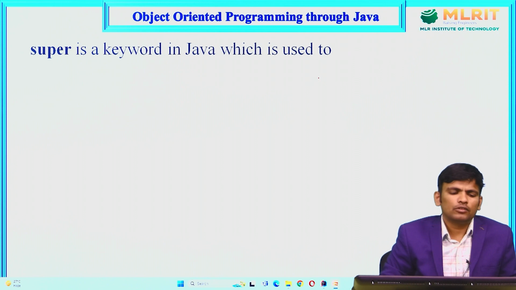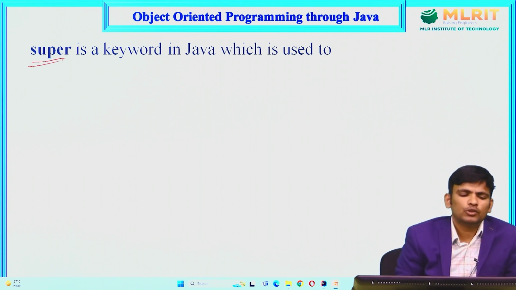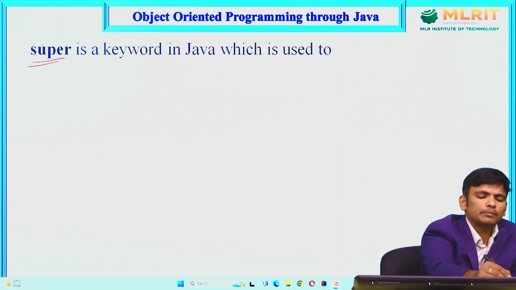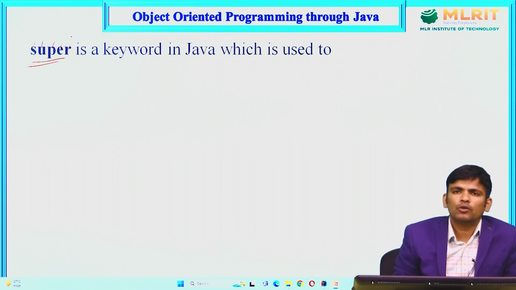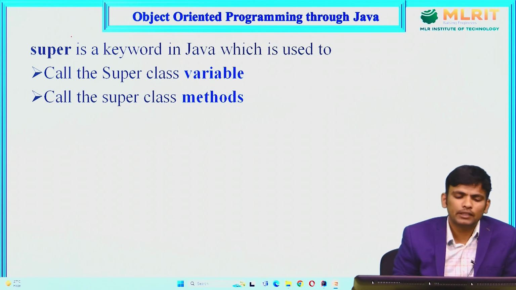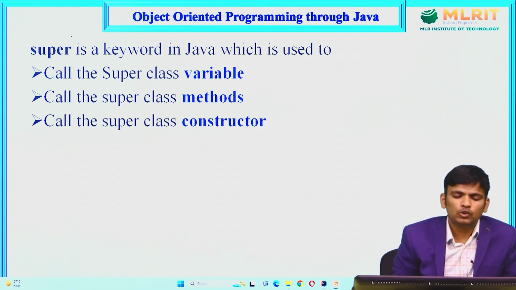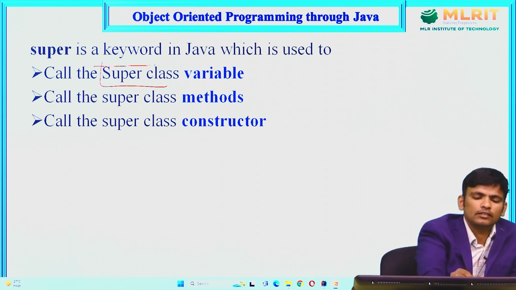So, super keyword. Super is a keyword in Java. It is a keyword, so all characters must be in lowercase. As we know, in Java every keyword must be in lowercase only. Super is used to call superclass variables, superclass methods, and the superclass constructor. Here, superclass means a parent class.